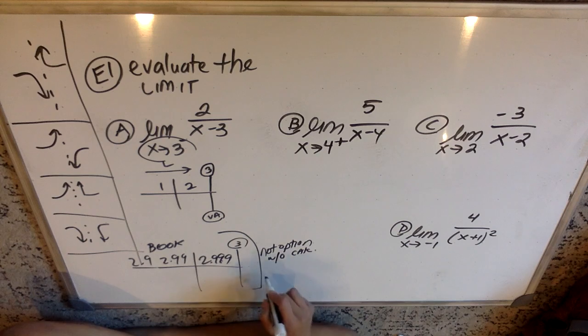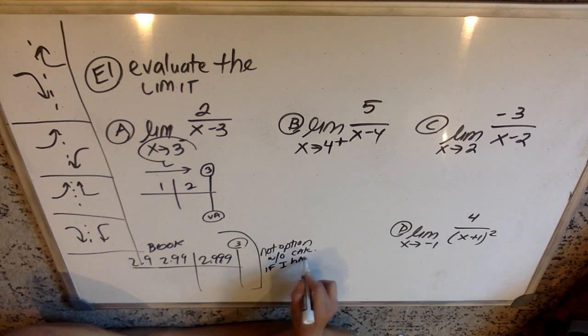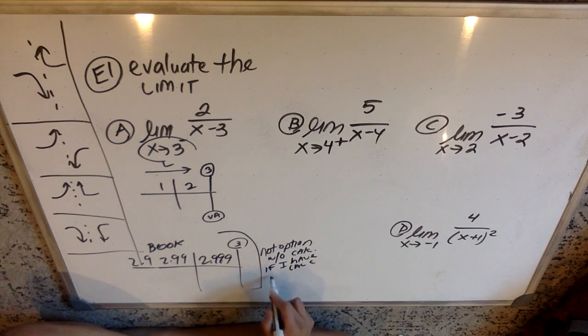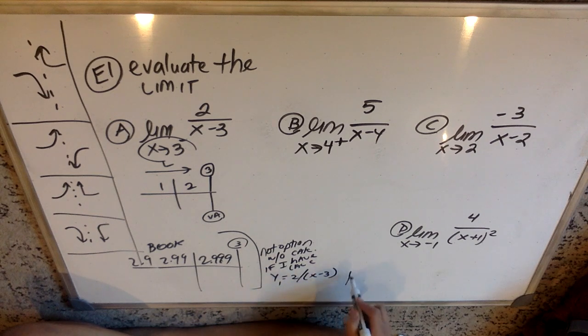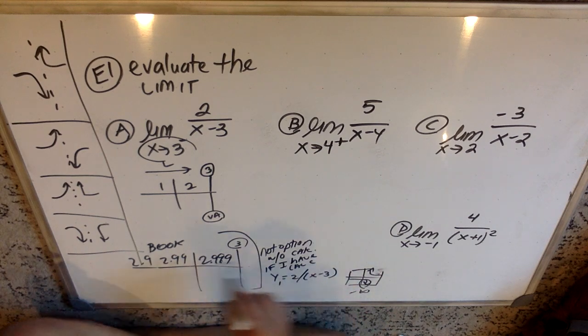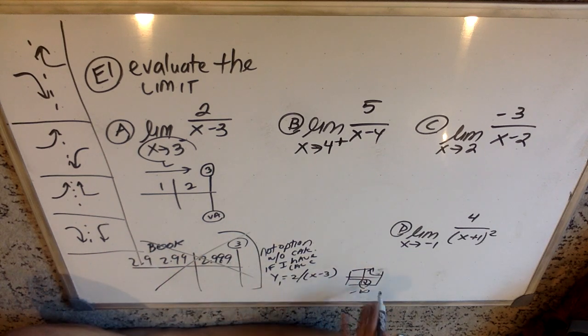So while your textbook is telling you, yeah, totally do this, why? If I have a calculator, I'm going to put into my y1 2 divided by x minus 3. I'm going to graph it, and I'm going to see that it looks like this. Oh, look, that's negative infinity. Cool, that's my answer. I wouldn't do this if I had a calculator. I would just graph it and be like, yo, I have eyeballs.